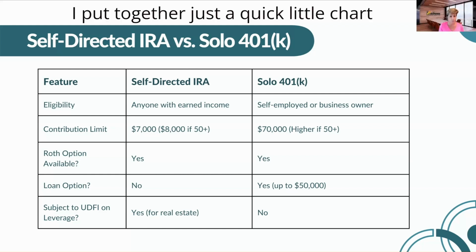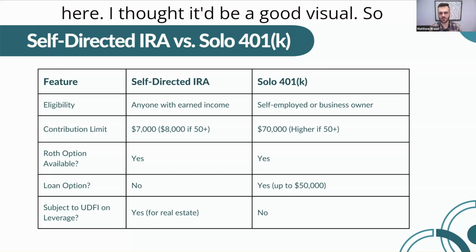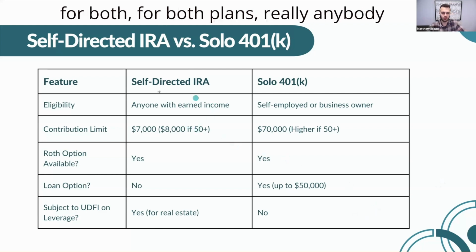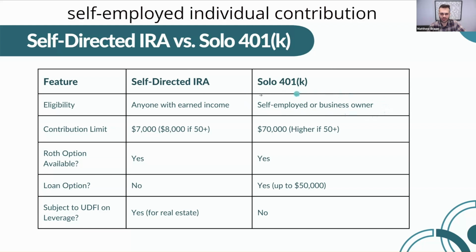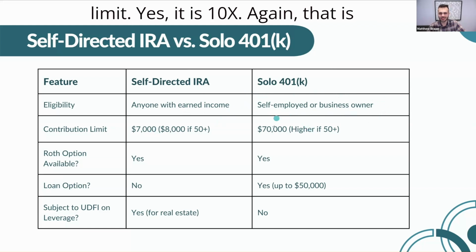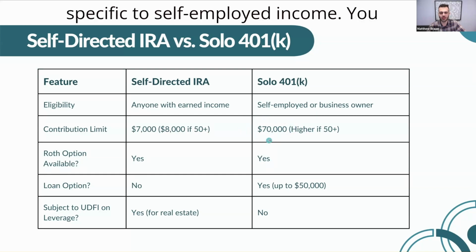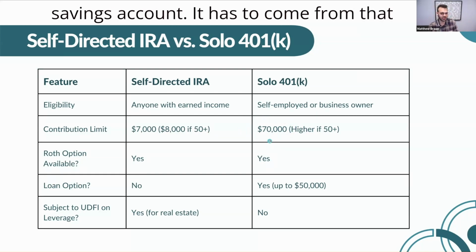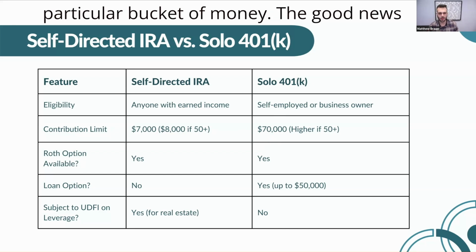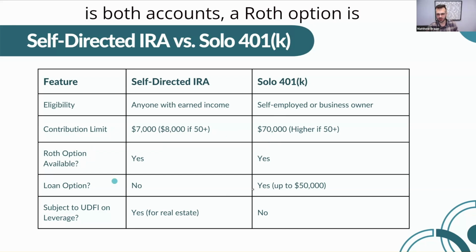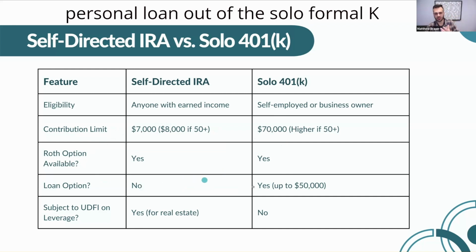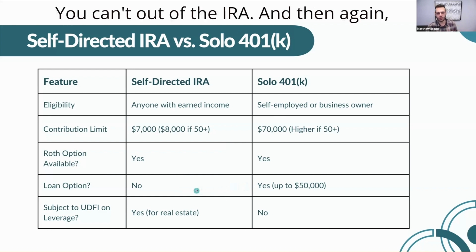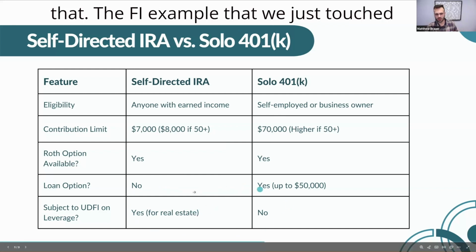So I put together just a quick little chart here. I thought it'd be a good visual. For both plans, really anybody with earned income can take this route. This is more designed for the self-employed individual. Contribution limit, yes, it is 10x. Again, that is specific to self-employed income. You can't just contribute money from a savings account. It has to come from that particular bucket of money. The good news is both accounts, a Roth option is available. You can take a personal loan out of the solo 401k. You can't out of the IRA. And then again, that UDFI example that we just touched on.